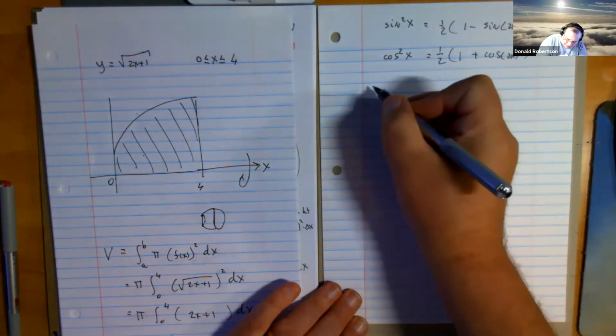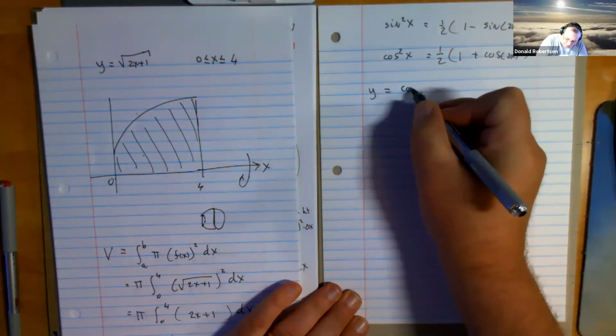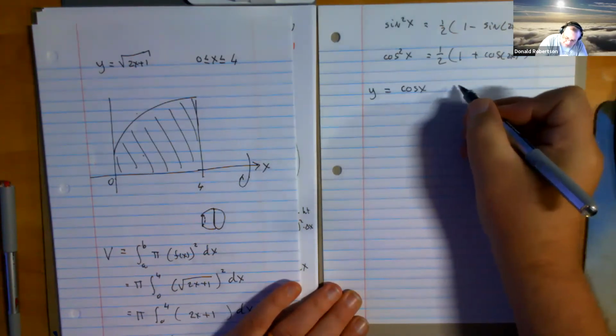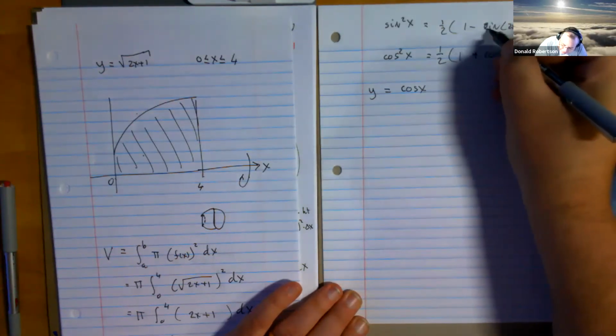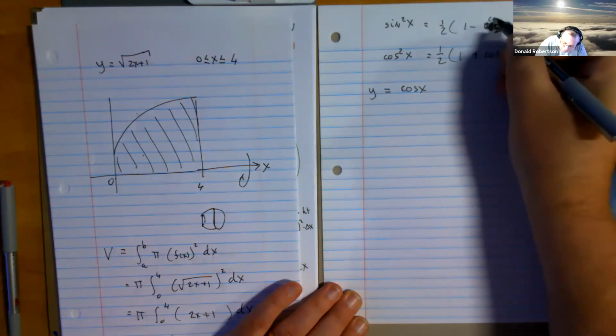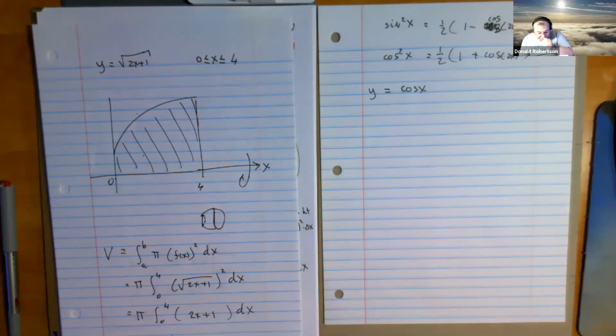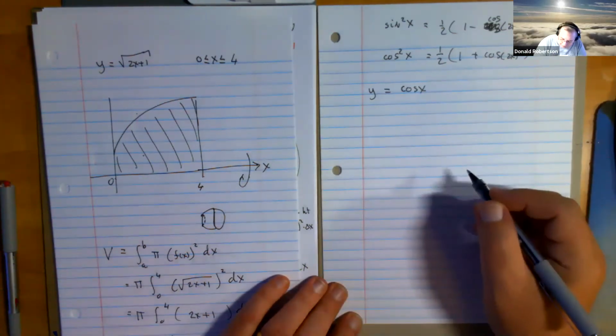So here's the guy we're going to do. We're going to do y equals cosine x. Your sine squared x, shouldn't that be a 1 minus cosine 2x? Oh God, yes. Thank you. Wow, that was terrible. Yes. I did it right with the other class, so go figure.